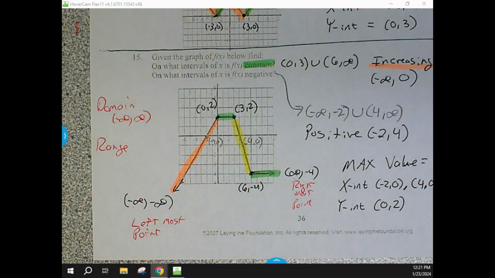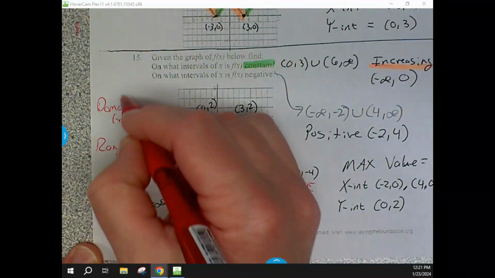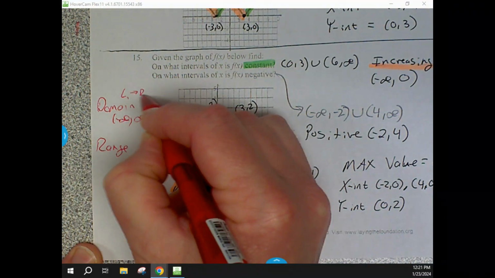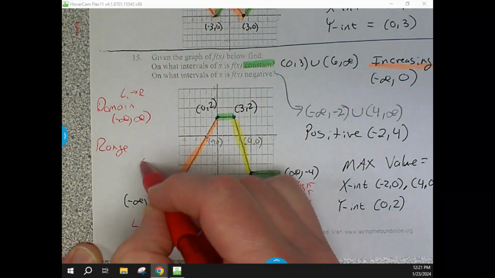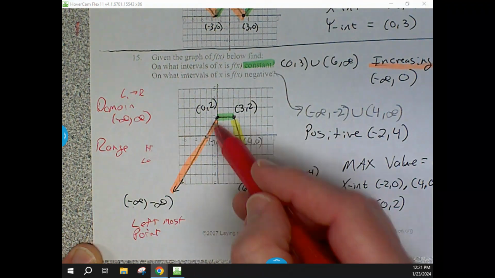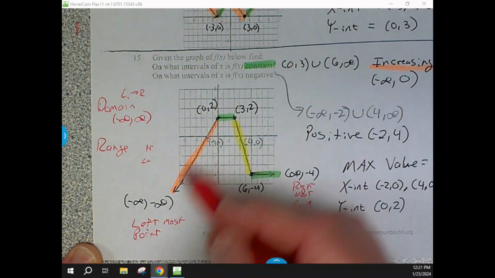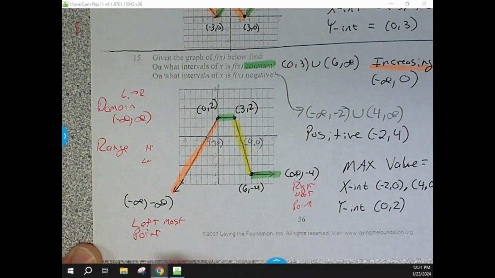All right. When you talk about range, now we're switching and going back to the y values. Range is you tell me the lowest point on the graph, because that's left to right. Range is you're going from low to high. So what's the lowest point on the graph? Well, also going to be this one, right? Because that's our leftmost point. It's also the lowest.